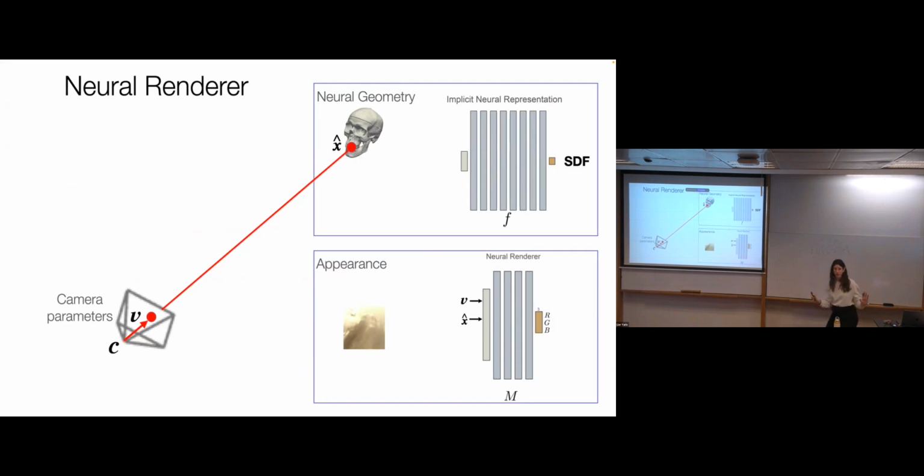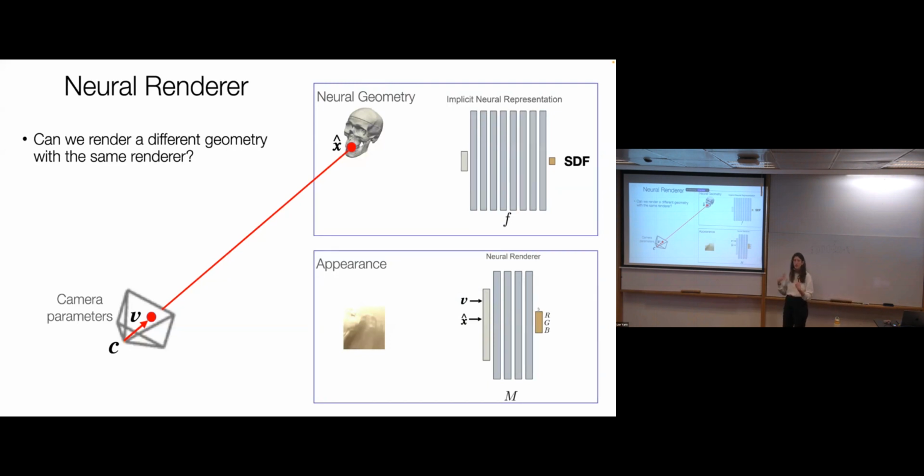However, it's not enough for us, and this is something that relates to what you talked about with the geometry. What we want is a perfect disentanglement of the geometry and the appearance. We don't want the appearance model to compensate for geometry artifacts.